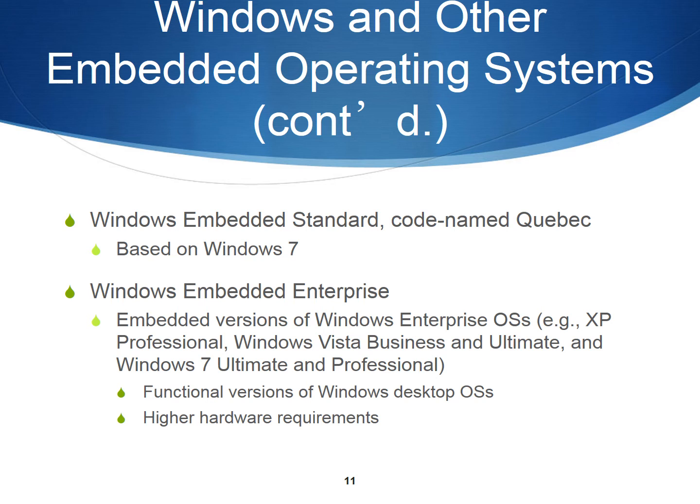Windows and other embedded operating systems, continued. Windows Embedded Standard, codenamed Quebec, was based on Windows 7. Windows Embedded Enterprise contained embedded versions of Windows Enterprise OSs, for example, XP Professional, Windows Vista Business and Ultimate, and Windows 7 Ultimate and Professional, which are all functional versions of Windows, but have much higher hardware requirements.